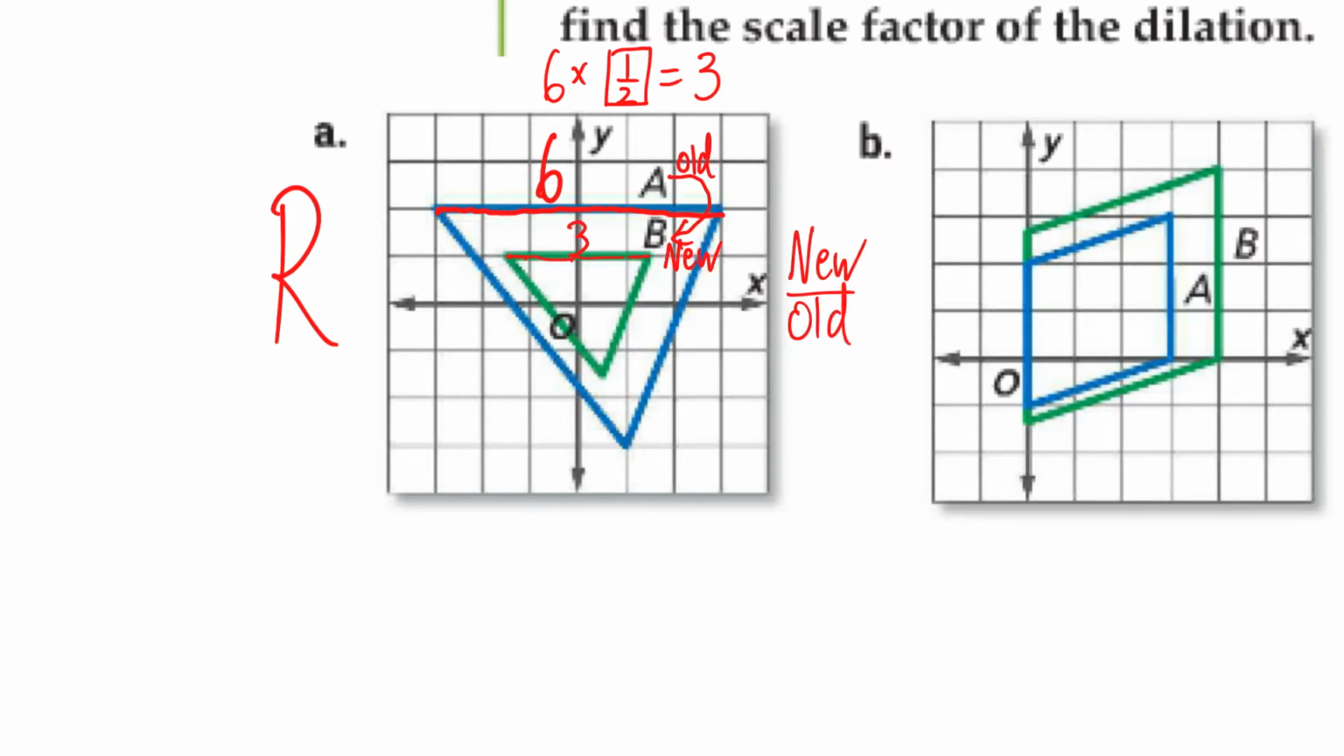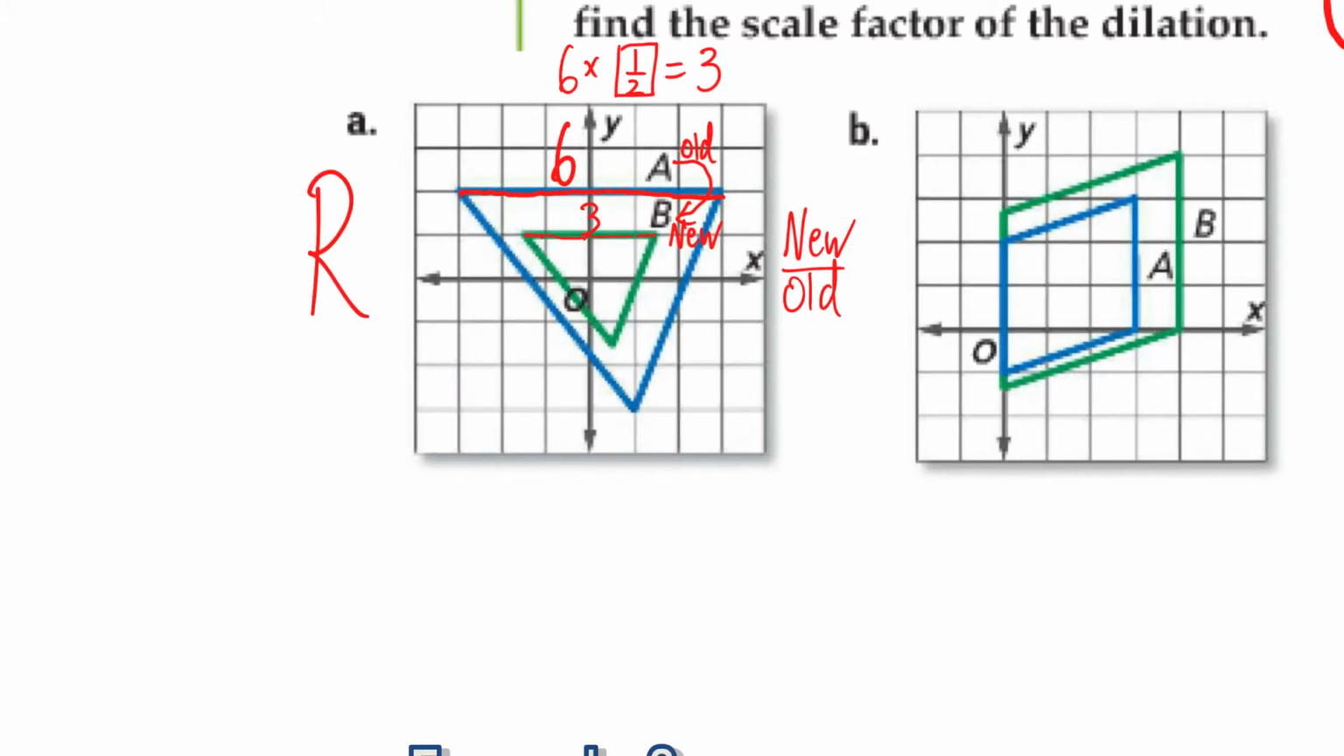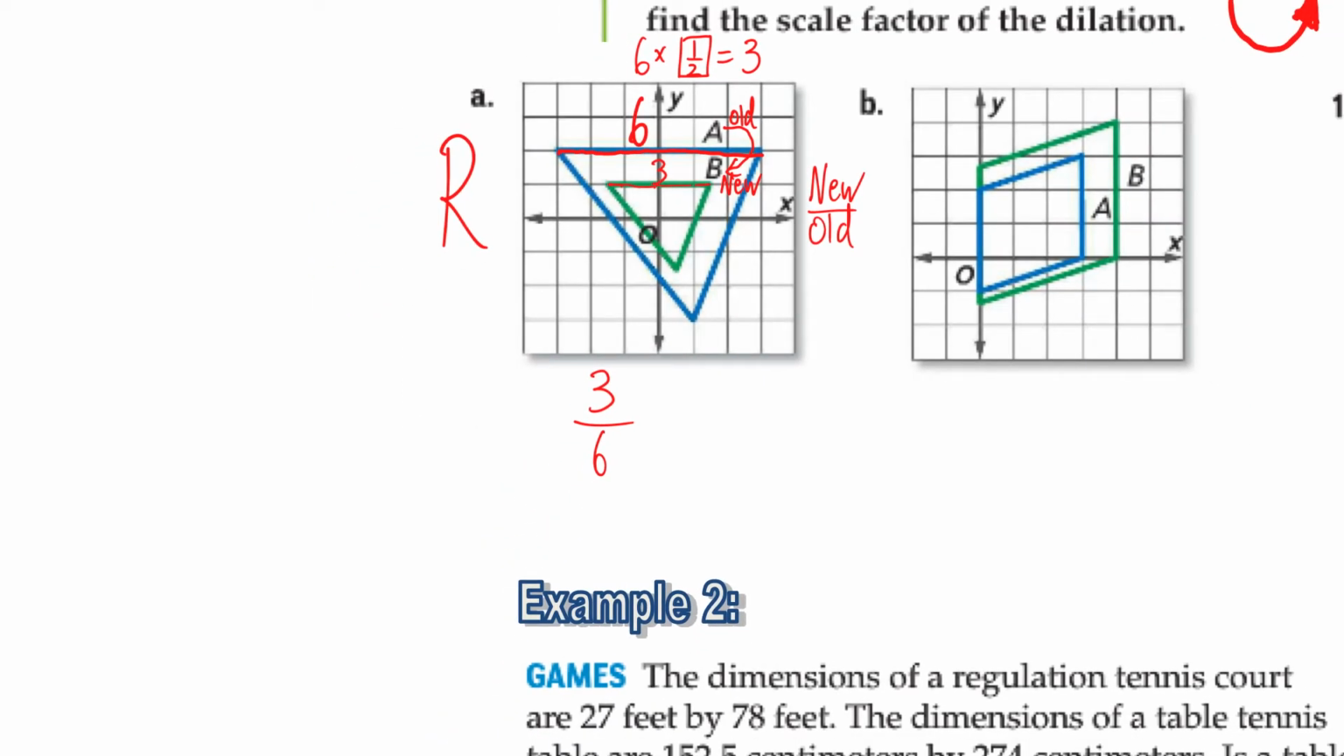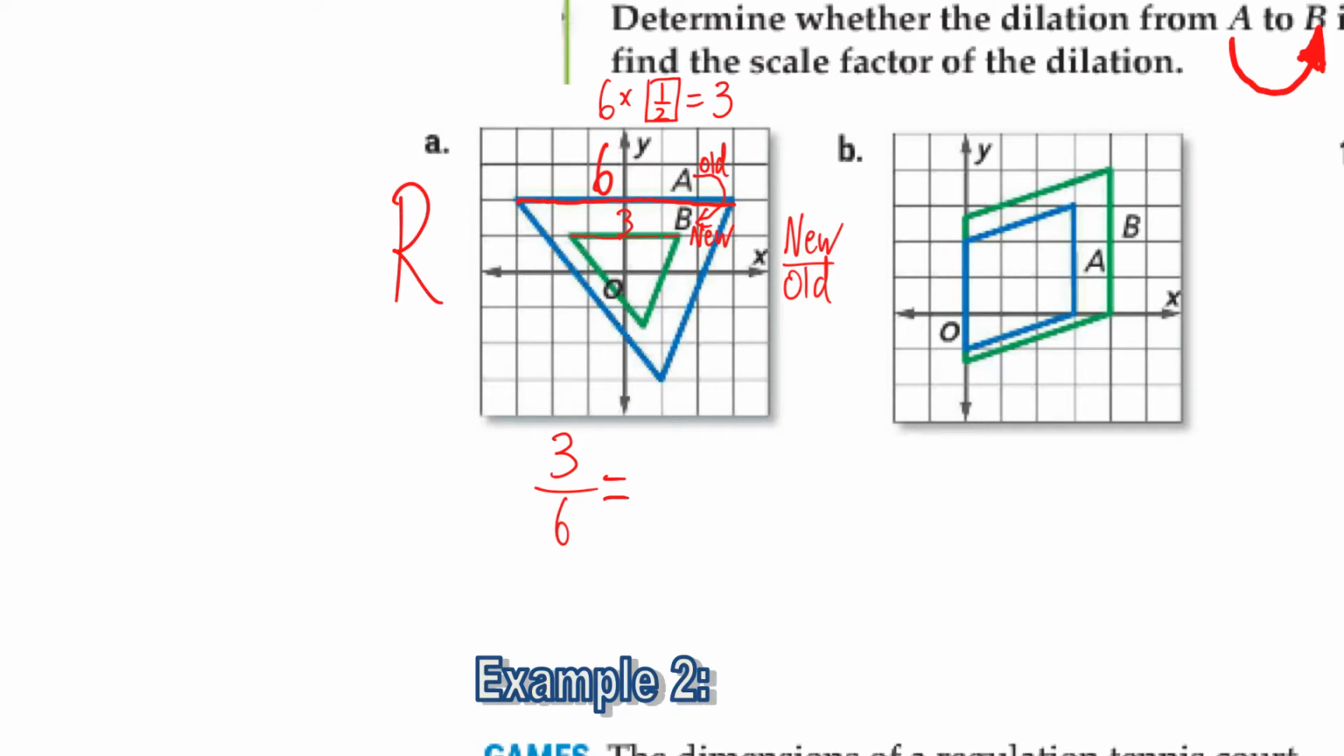So in this case, okay, just looking at those two sides, how long is the new side? 3, over how long is the old side? 6. And if you simplify 3 over 6, what does that turn into? 3 over 6 is simplified as what? Is 1/2, right? It's the same thing as this. I mean, it should be. It is. That's where that came from. So if you'll just think about that, the new over the old, it just tells you straight away what it is.